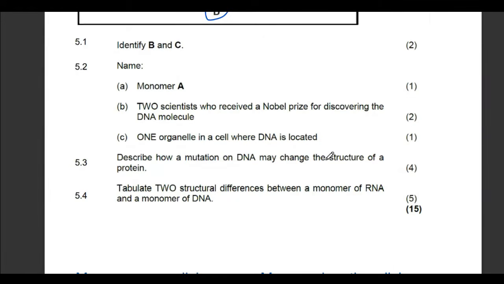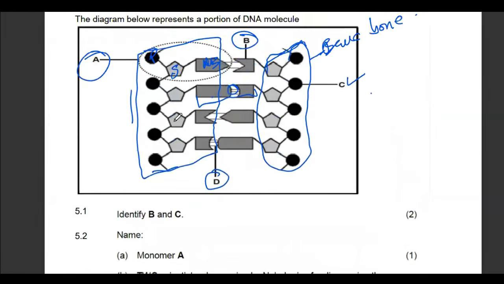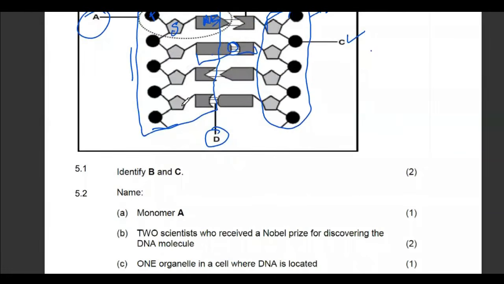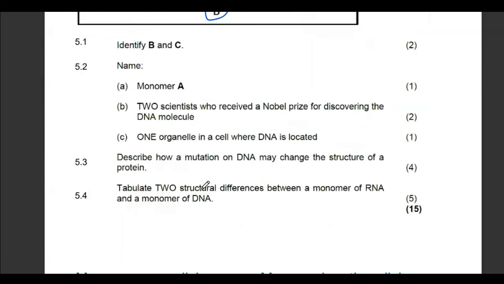Describe how mutation of DNA may change the structure of the protein. The moment the DNA molecule changes, it is going to change the sequence of the bases on the messenger RNA, and the messenger RNA is going to change the sequence of the amino acids that are brought to form a protein. So if the amino acids lead to a different sequence, then a different protein is going to be formed. If the amino acids lead to the same sequence as the previous one, then a new protein is not going to be formed.